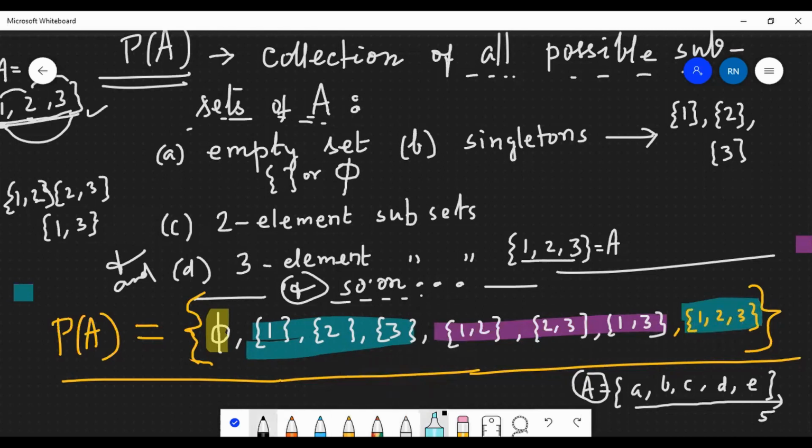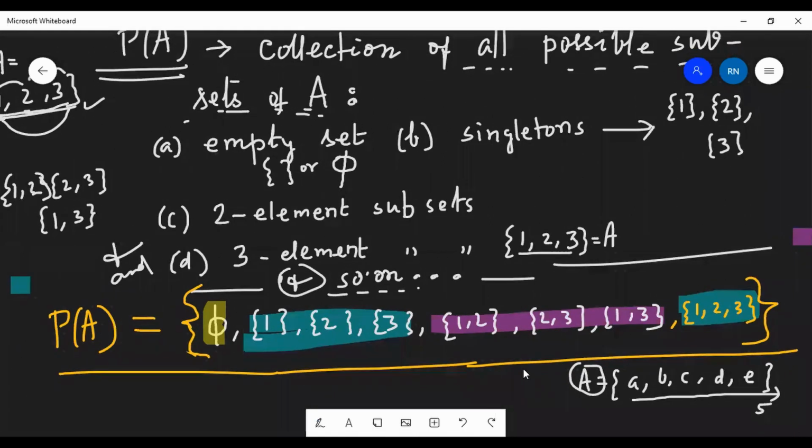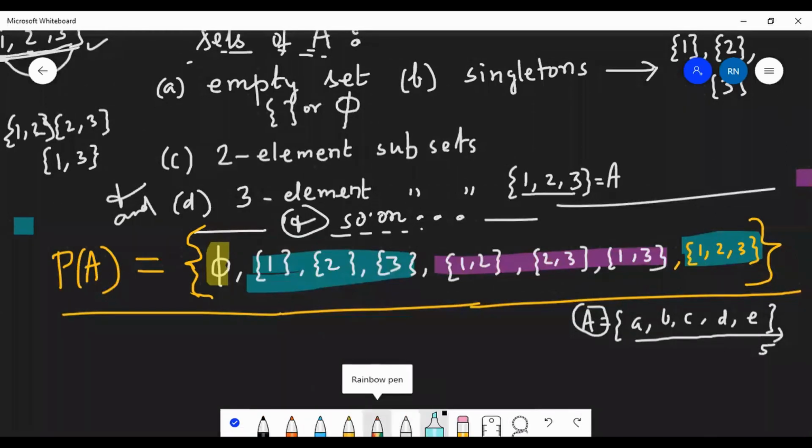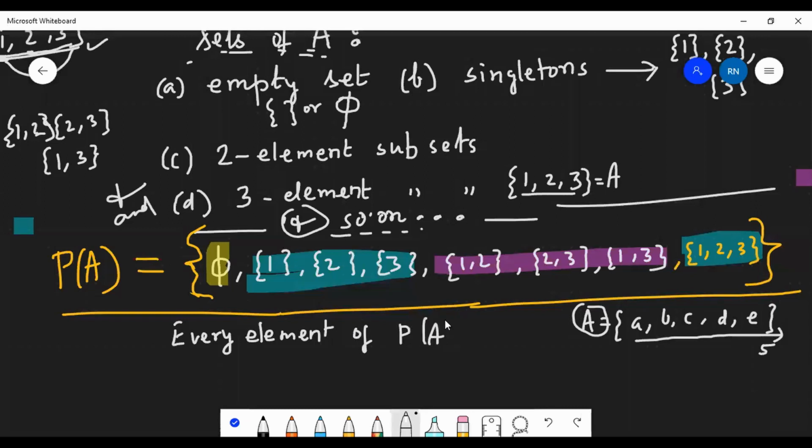Now try to count how many sets are inside the power set. Every element is a set. That was the statement in NCERT: every element of the power set of A is a set. So this is what you have to observe. Keep it in mind.